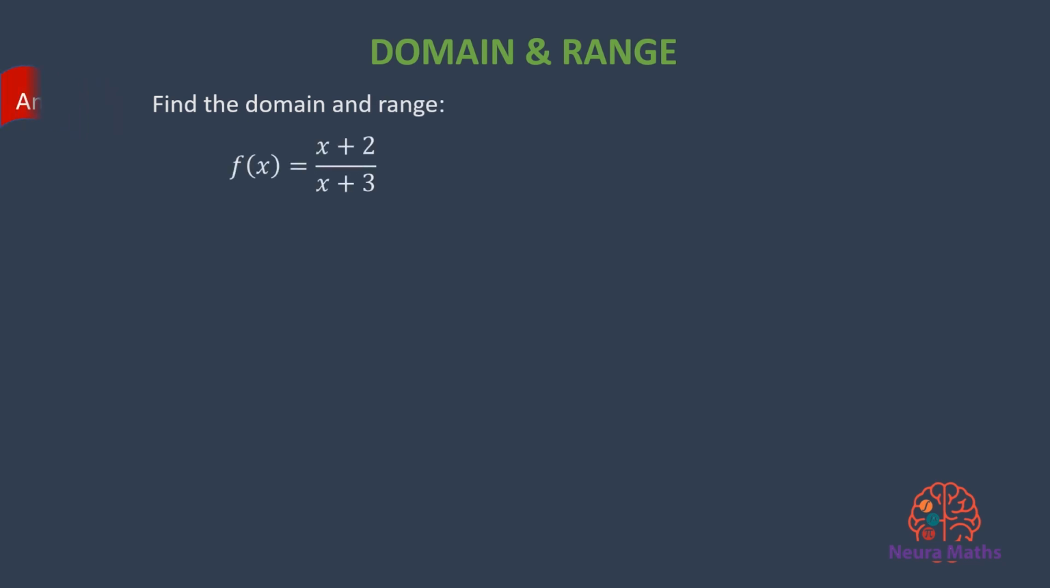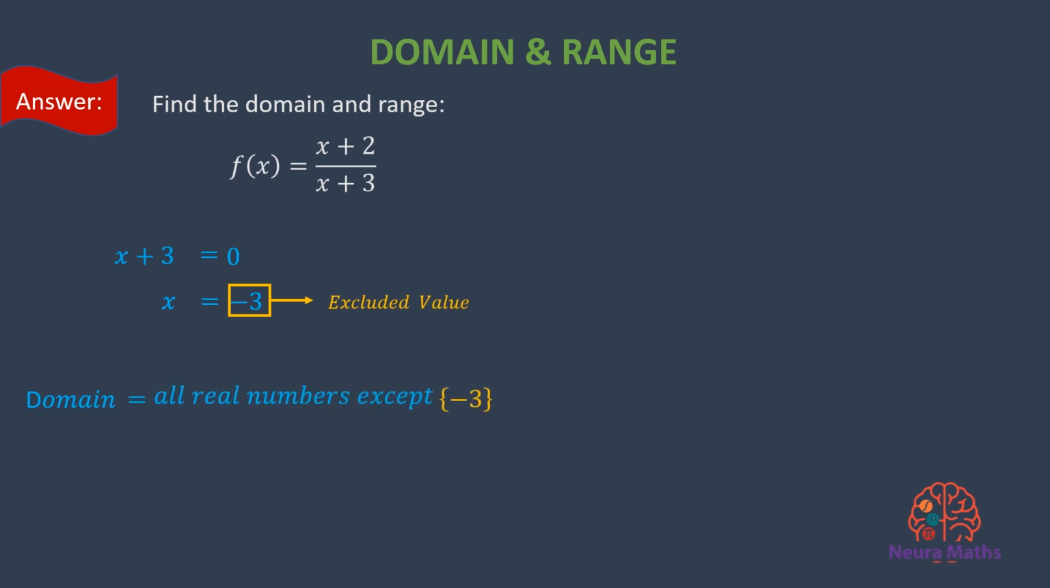To find the domain of a rational function, we set the denominator equal to 0 and solve it to find these excluded points. Solving x plus 3 equal to 0 gives us x equals -3. So, -3 is an excluded value. The domain is all real numbers except -3. This can be written mathematically like this. D equals x belongs to R such that x doesn't equal -3.